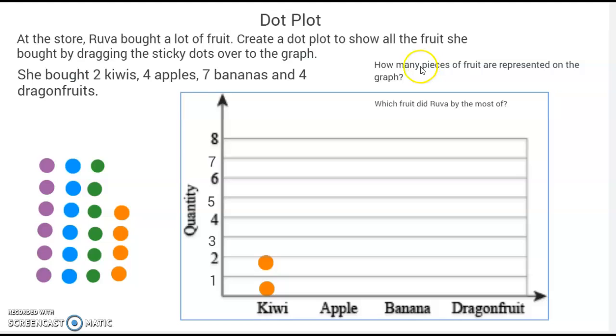And then there are 2 questions here. How many pieces of fruit are represented on the graph? So all together, how many pieces of fruit are there? And which fruit did Ruva buy the most of?